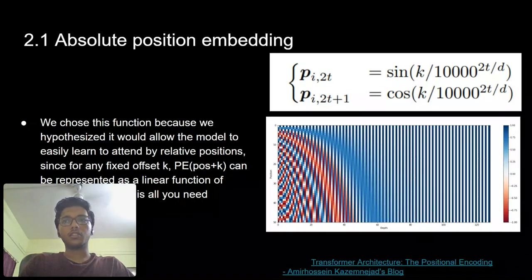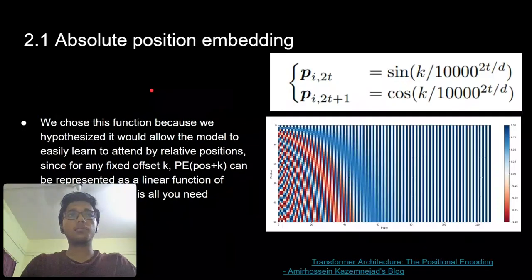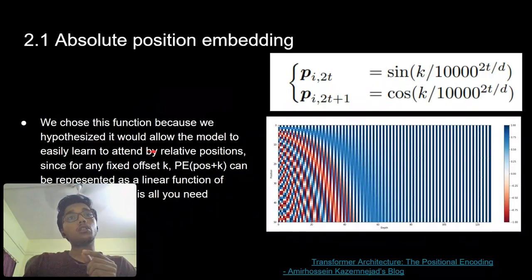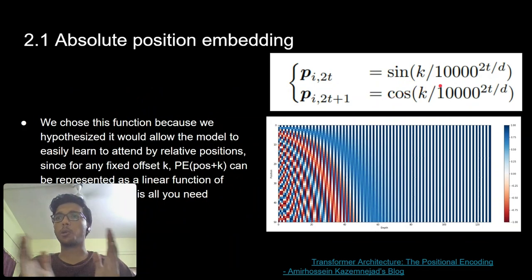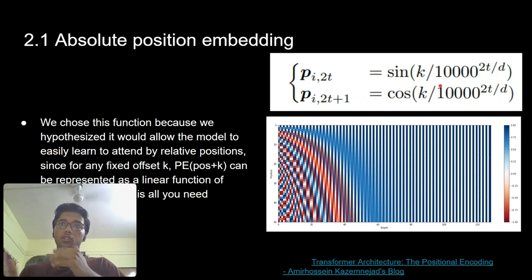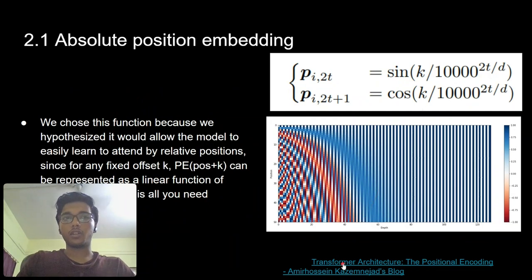So why was this actually done? The authors in the paper say, we choose this function because we hypothesized it would allow the model to easily learn to attend by relative positions, since for any fixed offset k, the position embedding at position plus k can be represented as a linear function of the position embedding at position k. So it's most like the property of a sinusoidal wave. For more on this, I would recommend going here, because here they prove what this actually says.